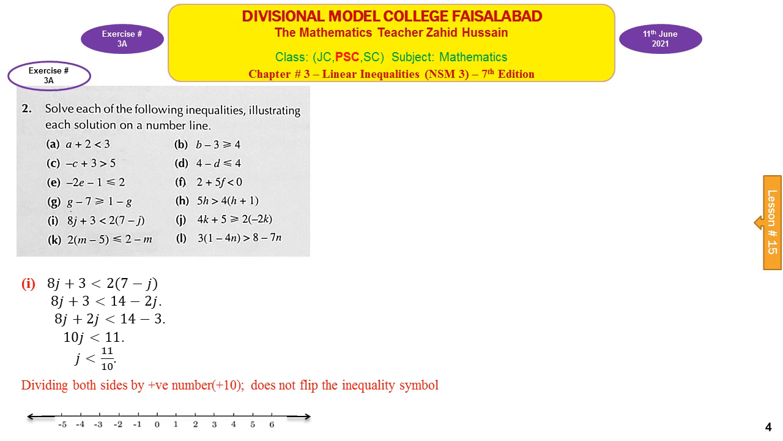1.1. So its number line will be, because this number is 1.1, so this is the number 1 and 0.1. Over this point we will draw a circle, and from this circle we will draw an arrowed line towards the left hand side because this sign of inequality is less than, like this.